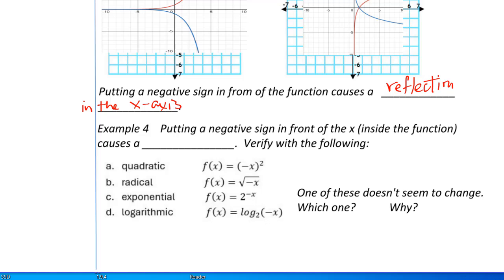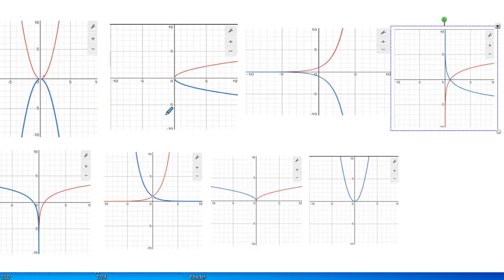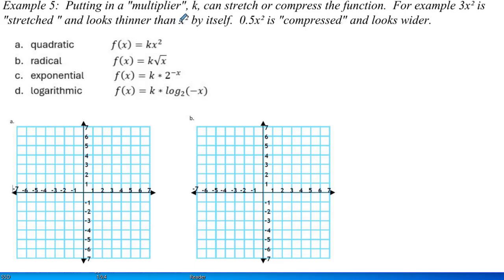Next, let's see what happens when you put in a multiplier. Ooh, we are at 24 minutes. I meant to have a shorter video, but there's a lot in this video, I guess. So a multiplier, k. So it says here, putting in a multiplier k can stretch or compress the function. All right. Let's take a look what happens.